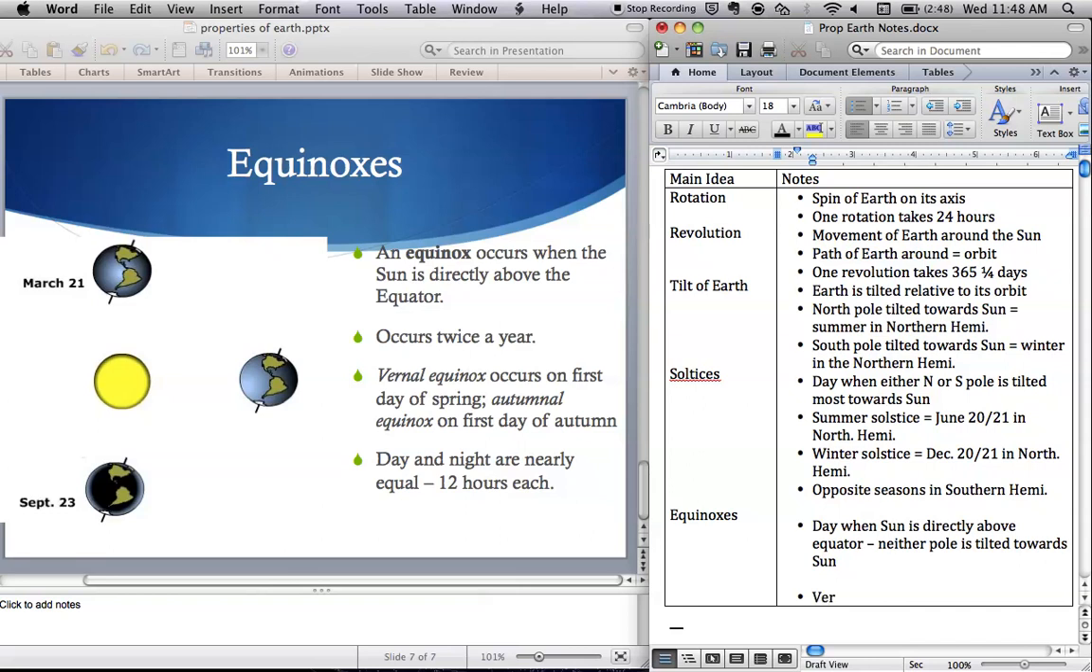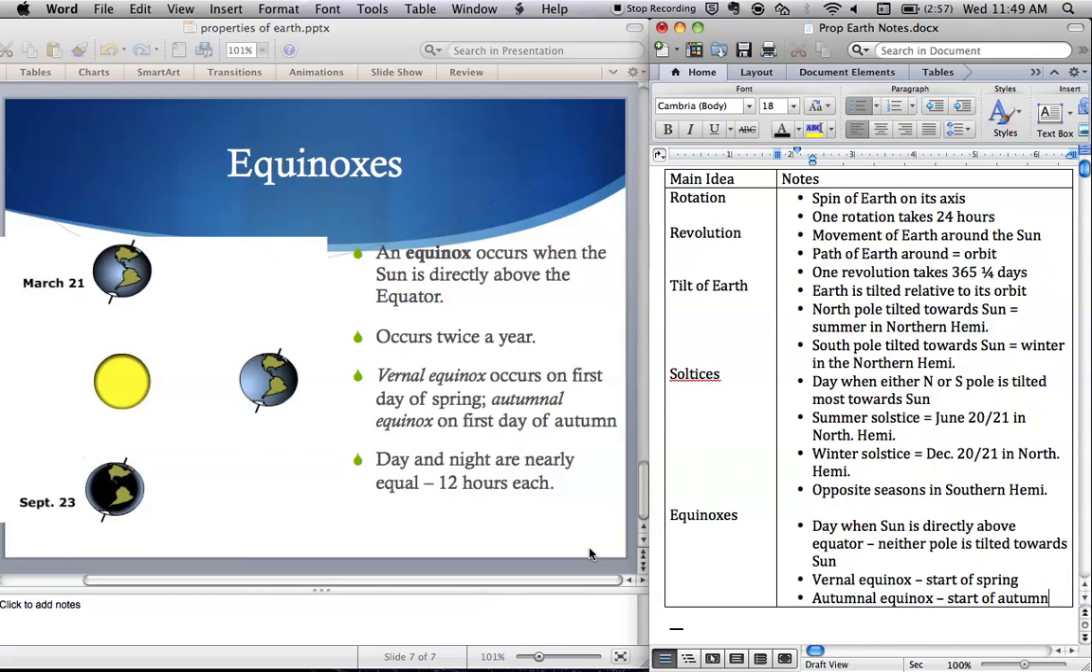We have our vernal equinox, which is the start of spring, and our autumnal equinox, which is the start of autumn. Again, these are opposite in the opposite hemispheres. So in the southern hemisphere, our vernal equinox would be the southern hemisphere's autumnal equinox. Our autumnal equinox, the start of our autumn, would be the southern hemisphere's vernal equinox, the start of their spring.